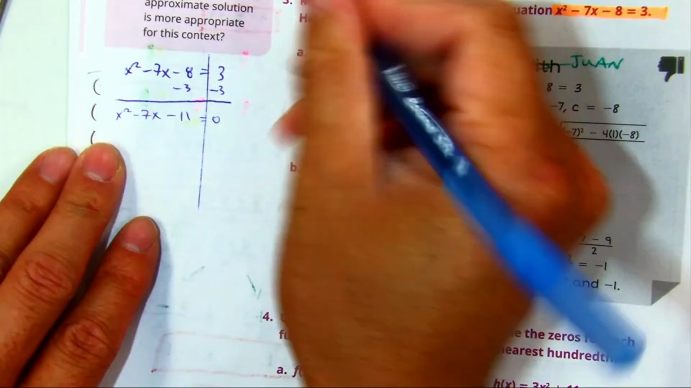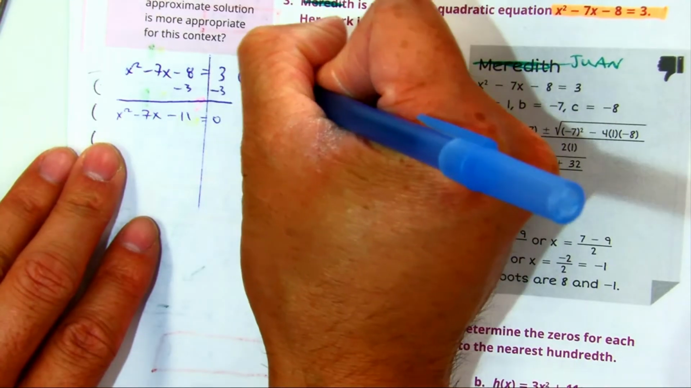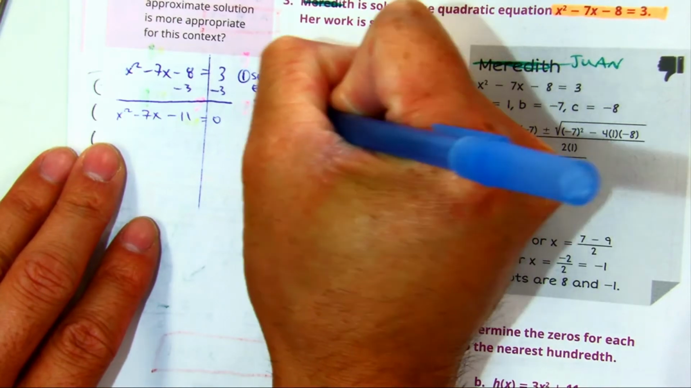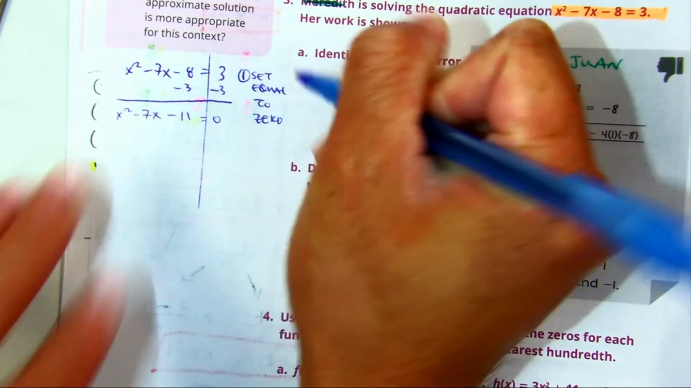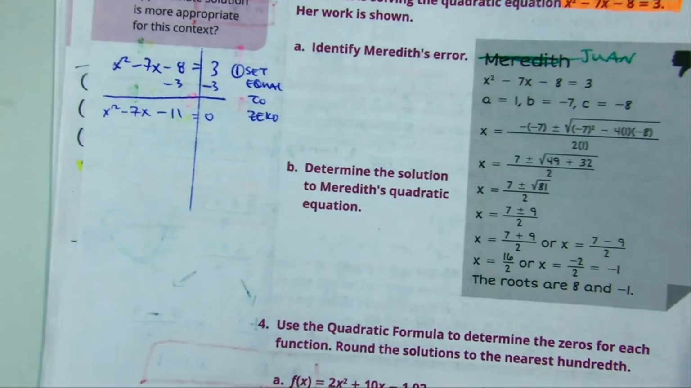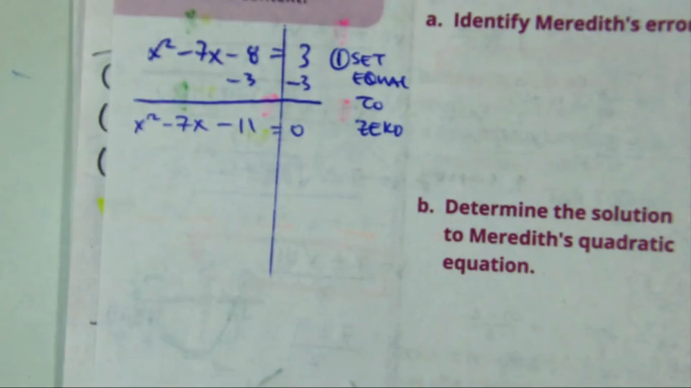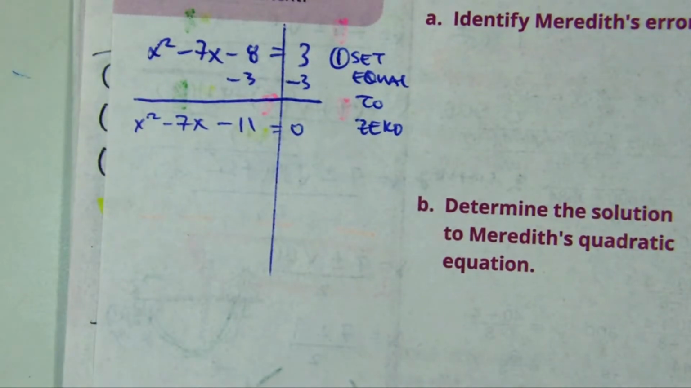So if you went steps again, set equal to 0. Set equal to 0. Good job, Lily. Alright, who's next? Brian.